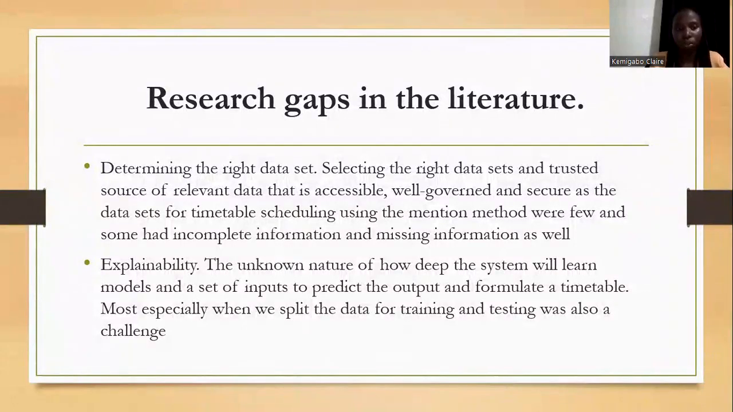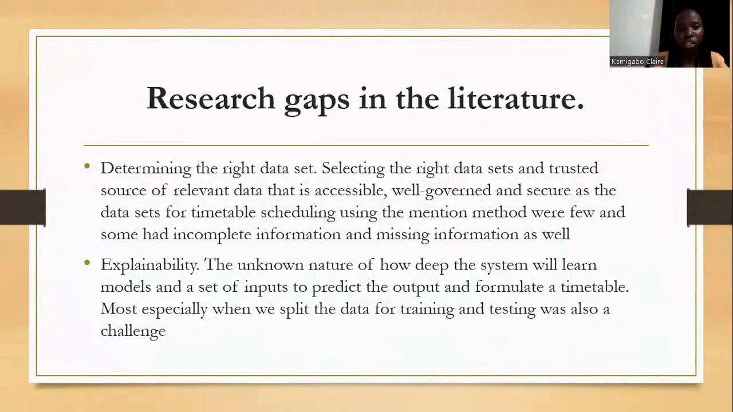Here, mainly, we're talking about those challenges that we found during the formulation of the timetable. Determining the right data set was a big challenge, as selecting the right data set and the trusted source of relevant data was really not something easy that we could manage by ourselves. We looked for different data sets via Kaggle and world data, and most of them were incomplete and had some missing information. So we faced the challenge of determining the right data set.